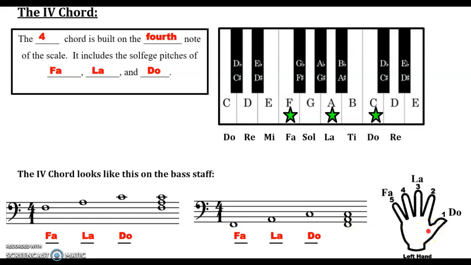Take a look at this picture. It shows that we still play with our 5th, 3rd, and thumb. 5th finger goes on fa by those sets of 3 black keys. 3rd finger goes on la. Thumb goes on high do. 5, 3, 1. Fa, la, do.